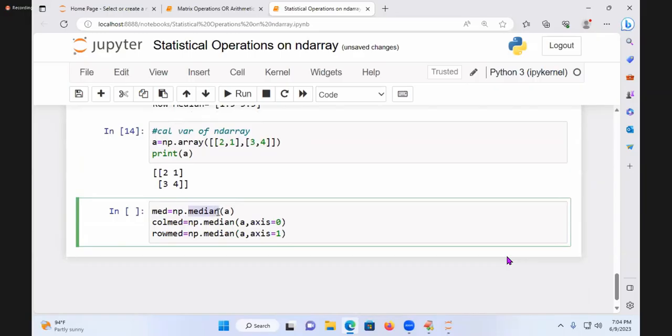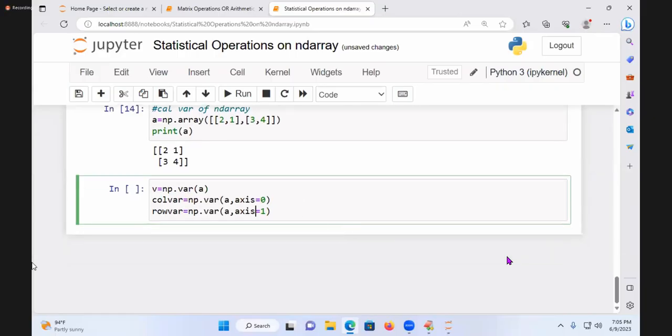Variance is equal to variance of. I am writing V. Now, column variance is equal to. I am writing here. Now next, row variance is equal to variance of A comma axis equal to 1.